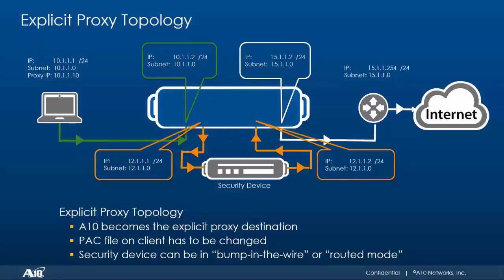Logically, the way this works is we have two separate partitions on an A10 device. The first partition has two interfaces in it, and the second partition also has two. The first partition manages the inside of the network, while the second partition manages the outside. The first partition receives SSL traffic, decrypts it, and sends it out in HTTP format to the security device. The second partition takes in the HTTP traffic from the security device, re-encrypts it, and sends it out to the gateway router.